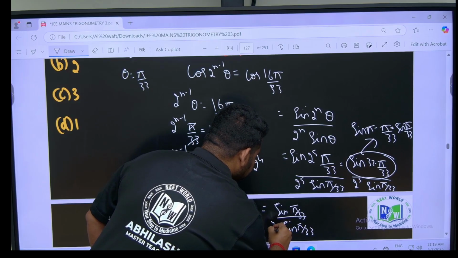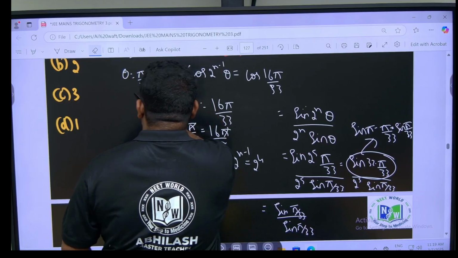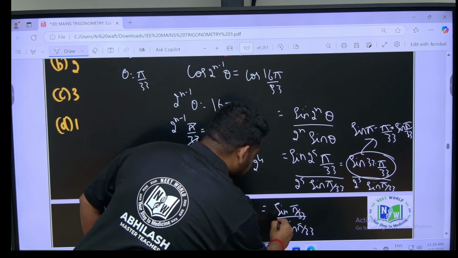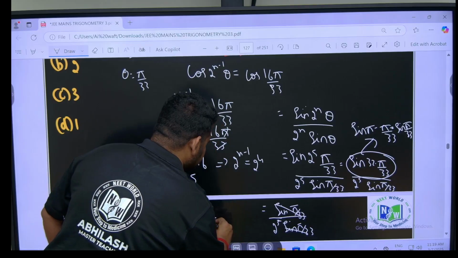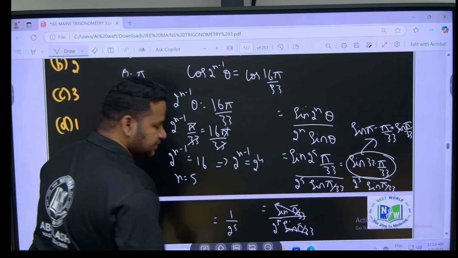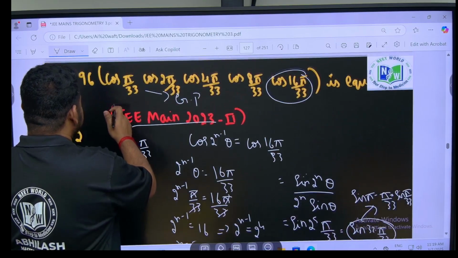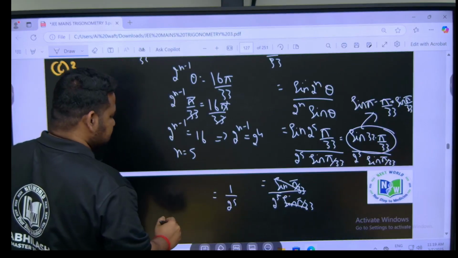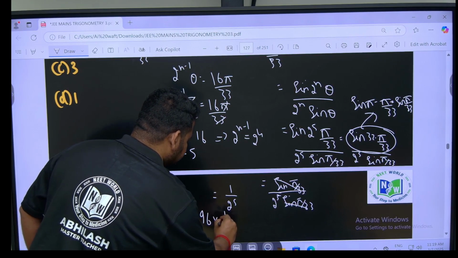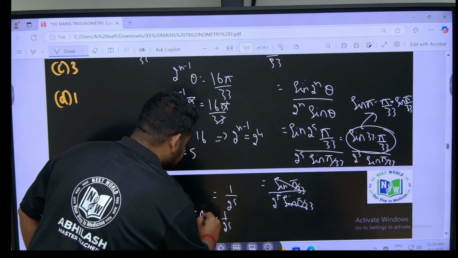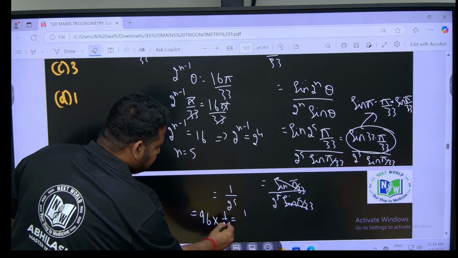But here we have 2 to the power of 5. Correct now? This one cancels, leaving 1 by 2 to the power of 5. You think it is 1 by 32. But actually we are having something called 96. So with this one, you have to multiply 96 into 1 by 2 to the power of 5. This is not 25, be careful. This is 1 by 2 to the power of 5.